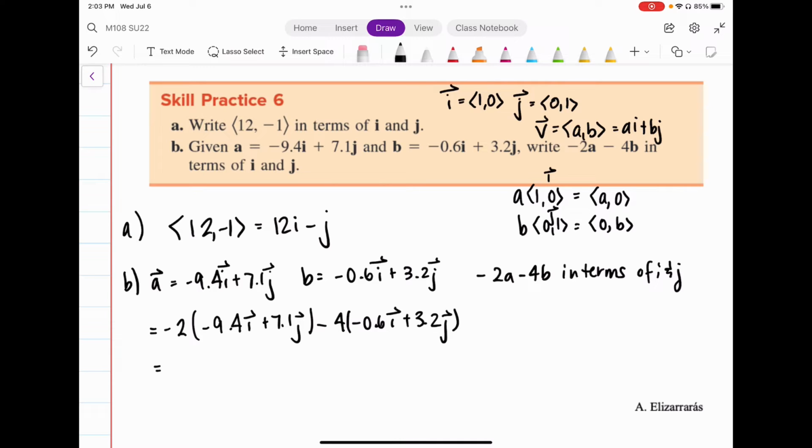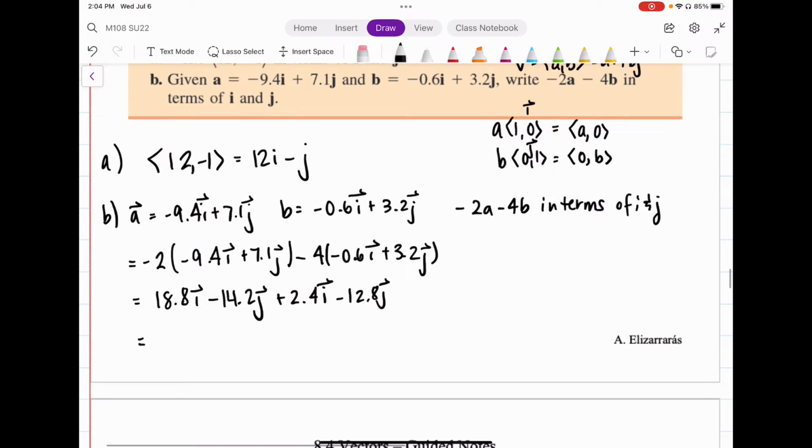Negative 2 times negative 9.4 is positive 18.8i. Negative 2 times 7.1 is negative 14.2j. Negative 4 times negative 0.6 is positive 2.4i. Negative 4 times positive 3.2 is negative 12.8j. 18.8i plus 2.4i is 21.2i. Negative 14.2j minus 12.8j is negative 27j.